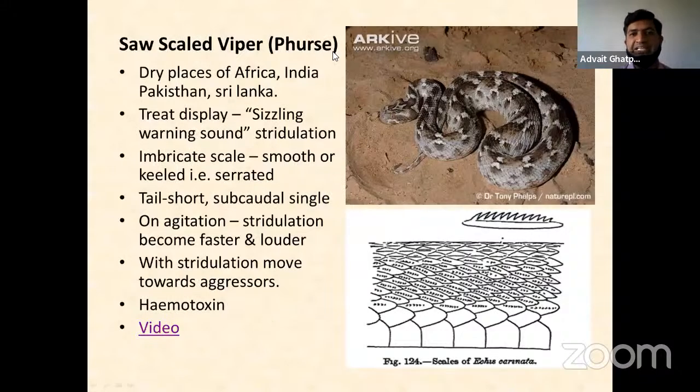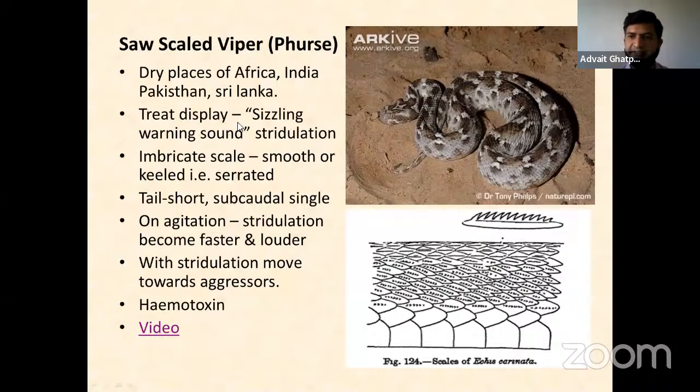Next one is Phurse, which is called saw-scaled viper. Saw म्हणजे करवत. Okay, करवती सारखे scale असतात. You can see here. Okay, so saw-scaled viper, or it is called Phurse. It occurs in dry places of Africa, India, Pakistan, Sri Lanka. It shows threat display.